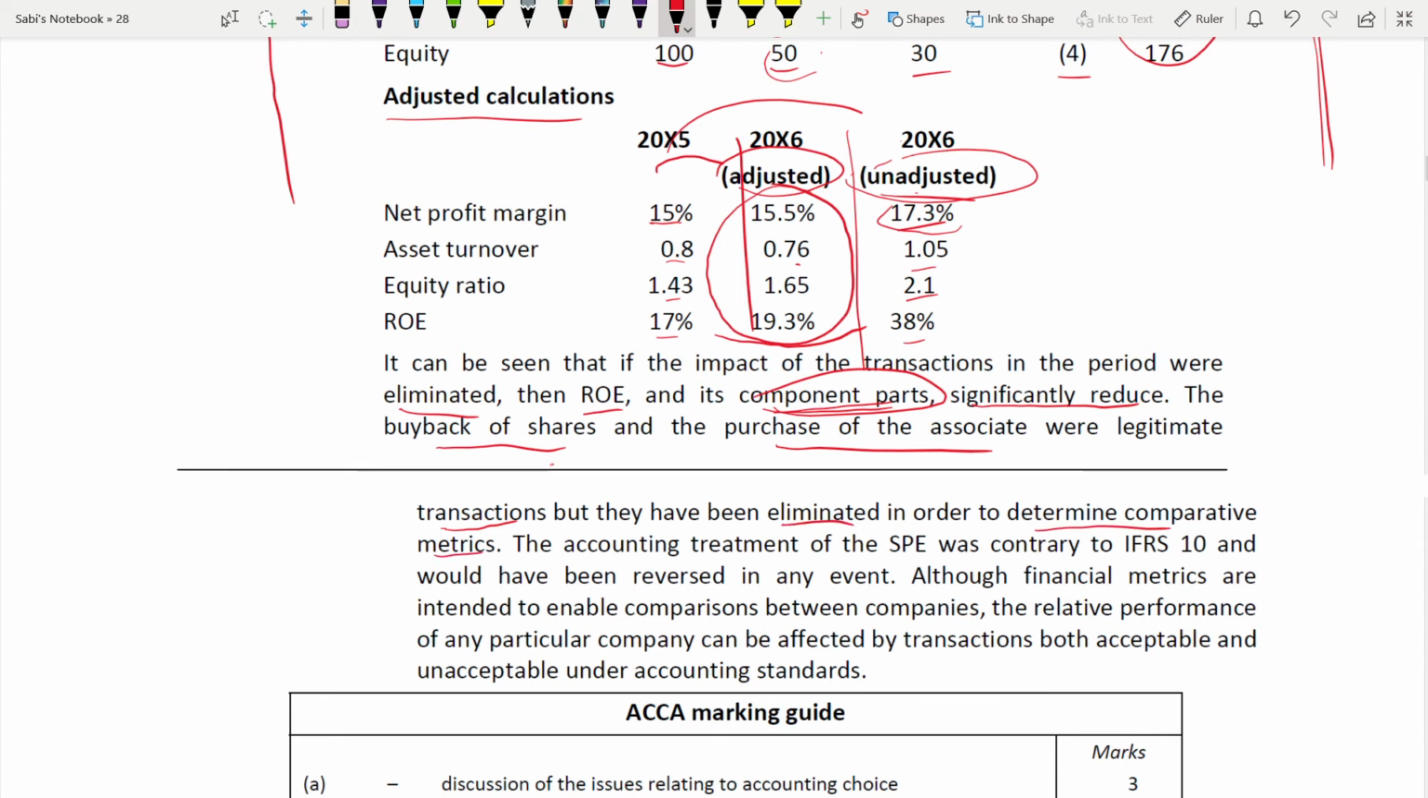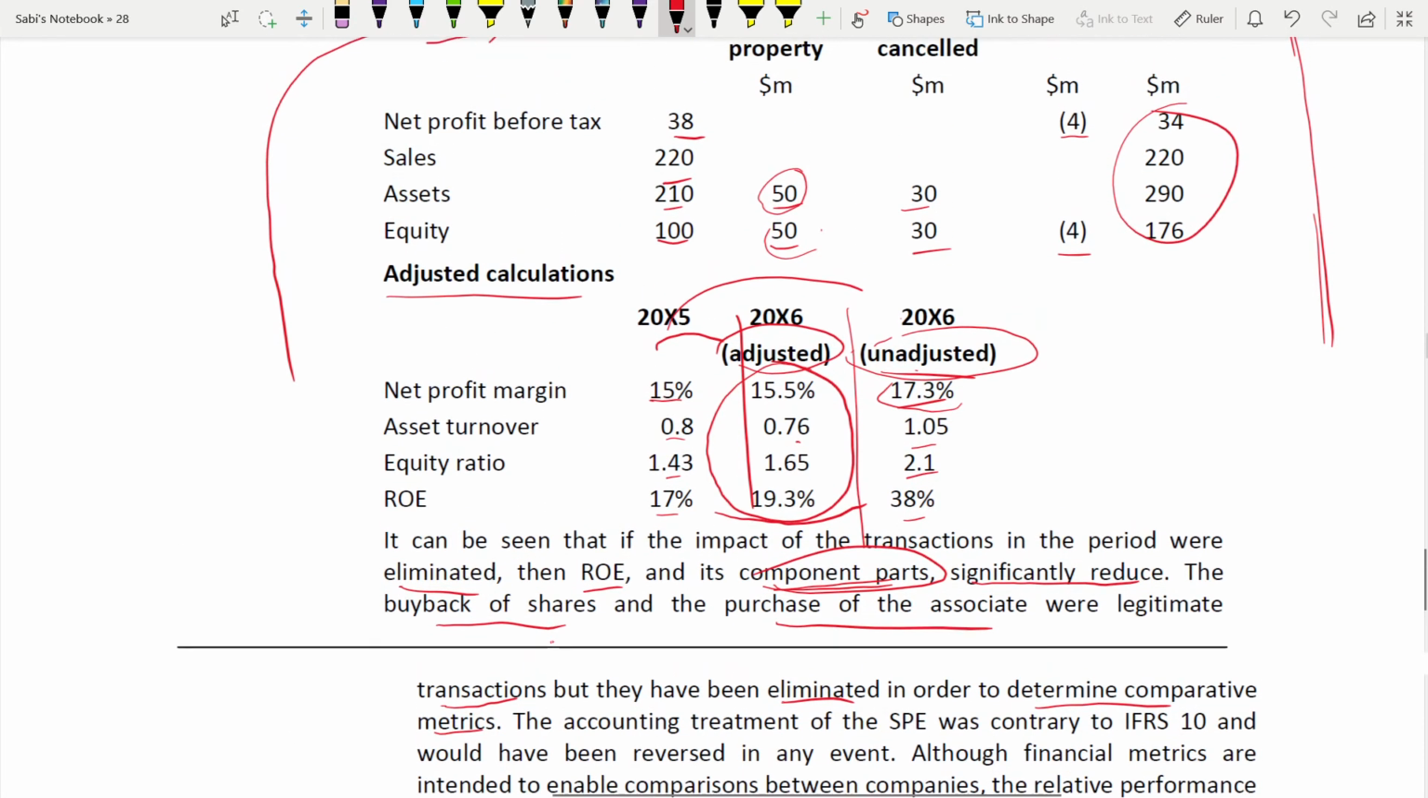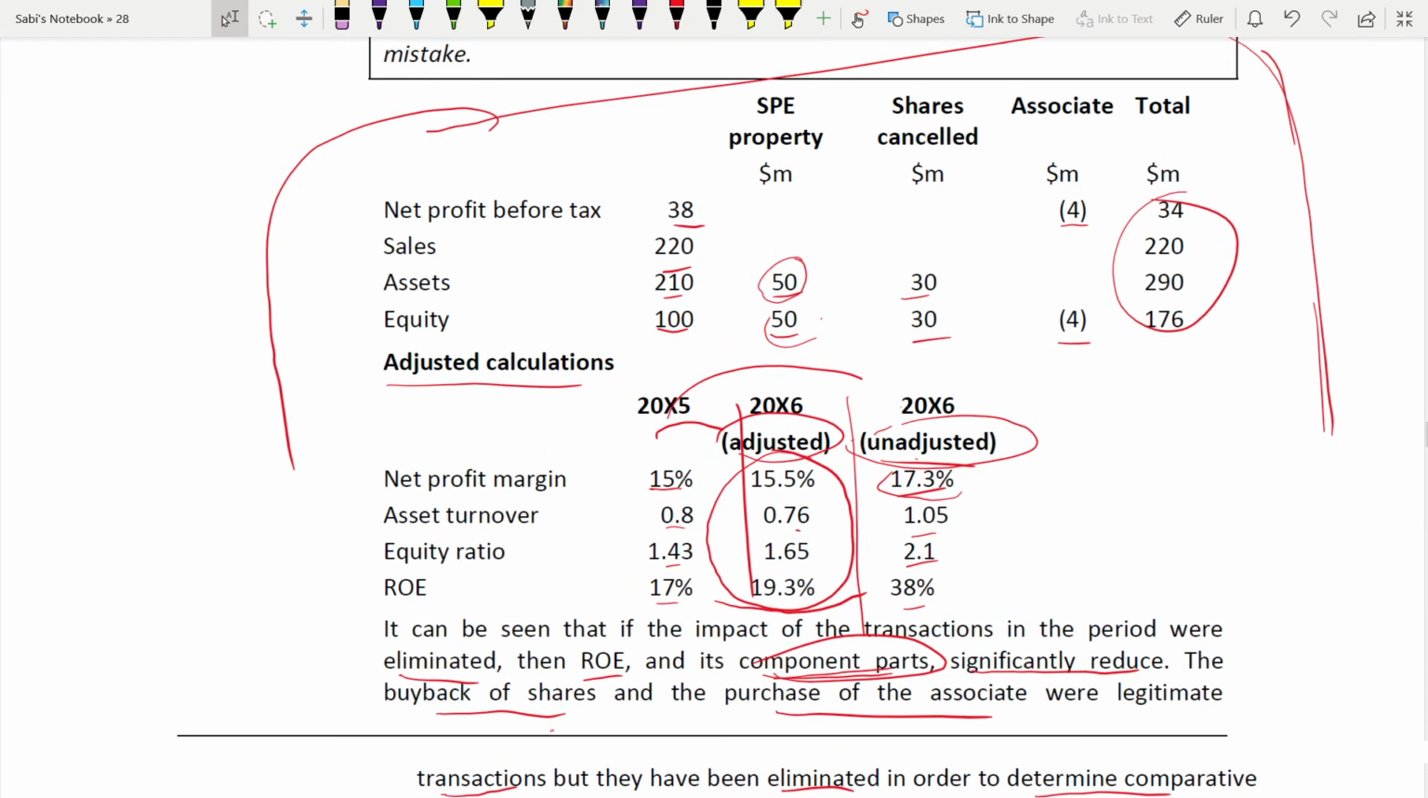How are you going to eliminate them? For example, the buyback of shares. When you buy back shares, you reduce it from shares. But here, the shares cancelled you need to add, because you're eliminating. On elimination, you do the reverse of it. To eliminate, you add. That means it will reduce your assets and it will reduce your equity. If it reduces your equity, your ROE will go up, which is incorrect. You need to eliminate that. That's why you are adding this 30 here.